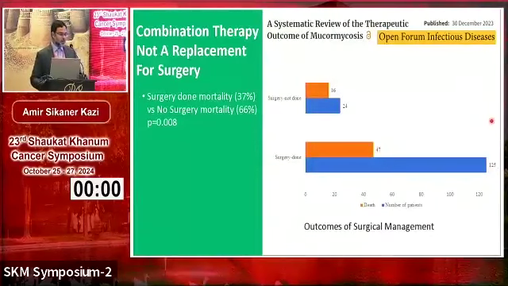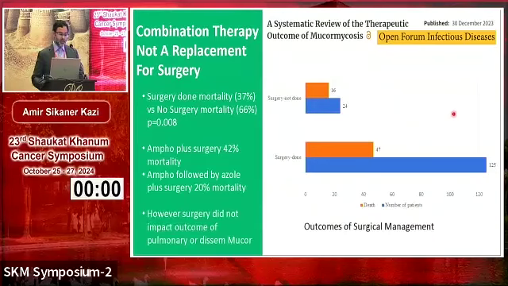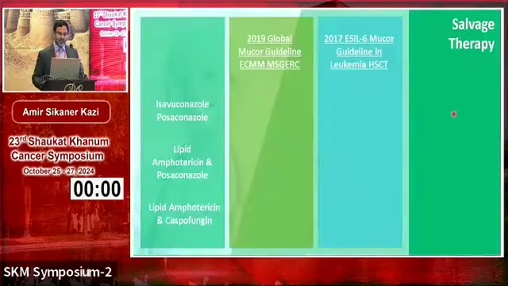Combination therapy is not a replacement for surgery. There's lots of data talking about surgery improving mortality. This is just from 2023. We can see in the group that had surgery done, they had significantly lesser mortality. However, surgery did not impact the outcome of pulmonary or disseminated mucor in this study.